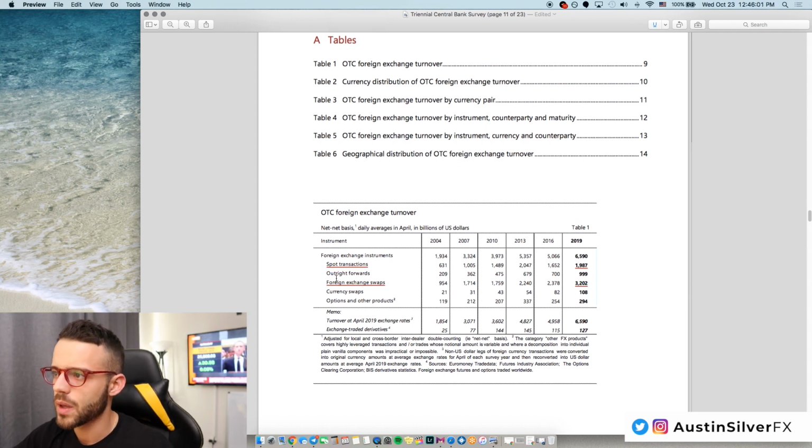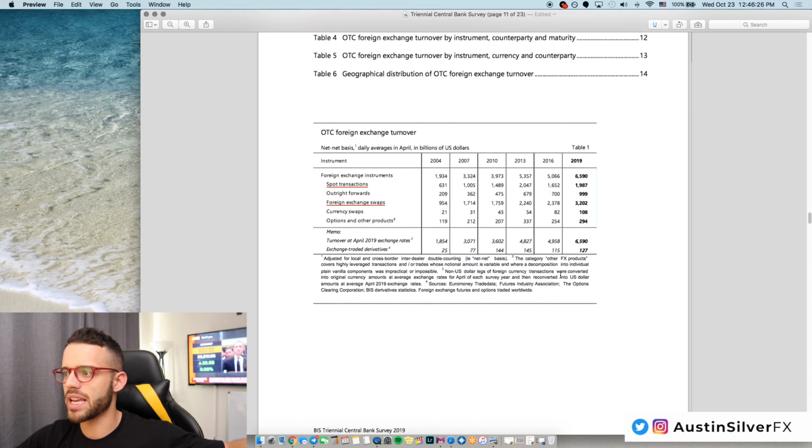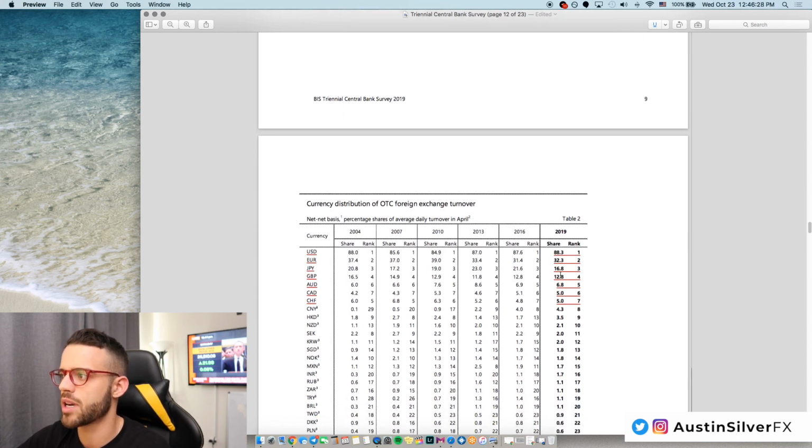This chart here, on a net basis, shows just the difference on a daily basis between the spot transactions and the foreign exchange swaps. You can see the swaps are up to 3,200, while the spot transactions are just at about 2,000. Now, the outright forwards, the currency swaps, and the options don't even come close to these two. The majority of the market is moved between the spot and the swaps. Us in the spot, the big banks, the big guys in the swaps. That's how you can keep it in mind.